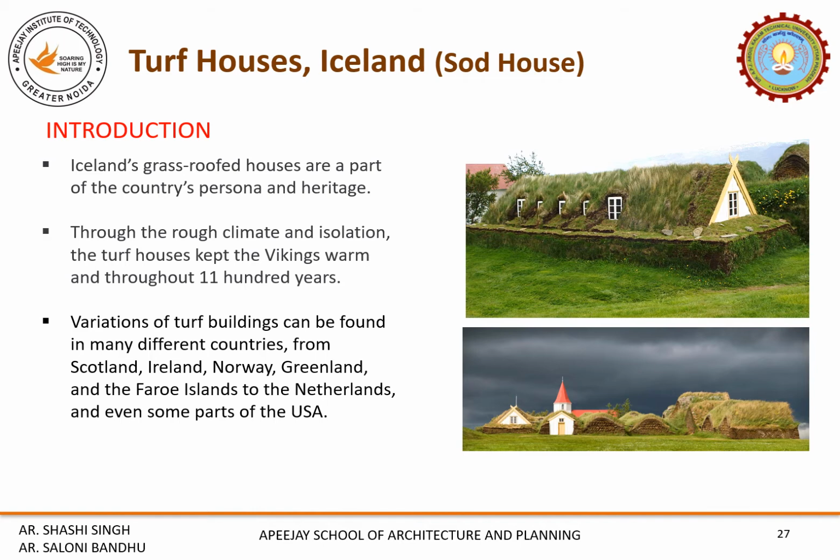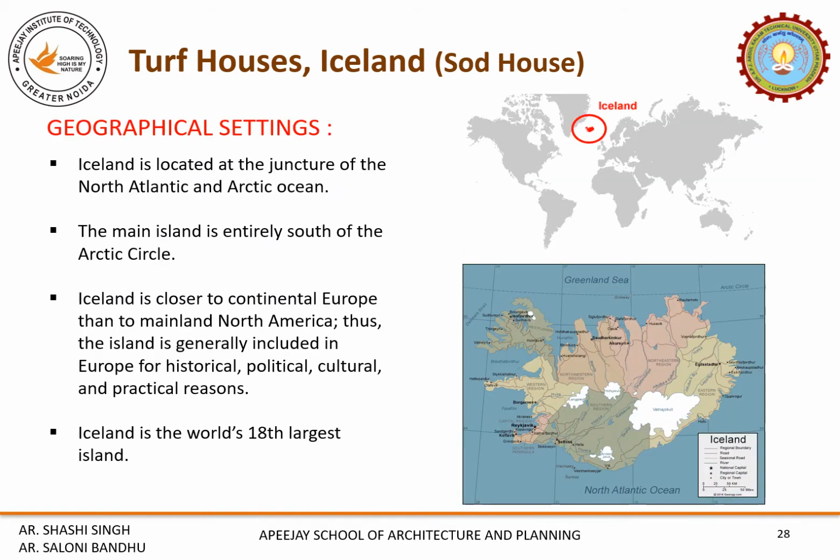Variations of turf houses are found in many countries like Ireland, Norway, Greenland, Netherlands, and in some parts of USA. Talking about the geographical setting of Iceland, Iceland is located at the juncture of the North Atlantic and Arctic Ocean. The main island is entirely south of the Arctic Circle.